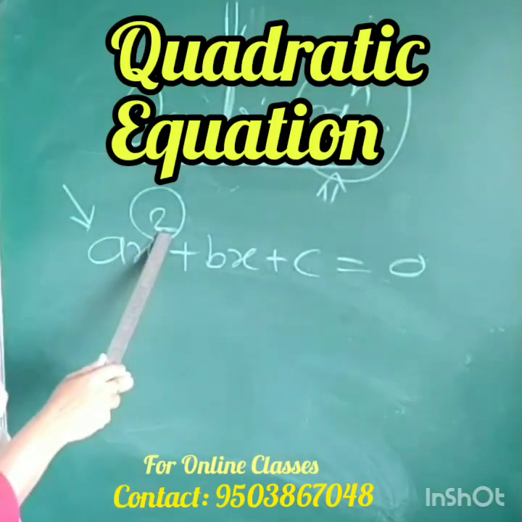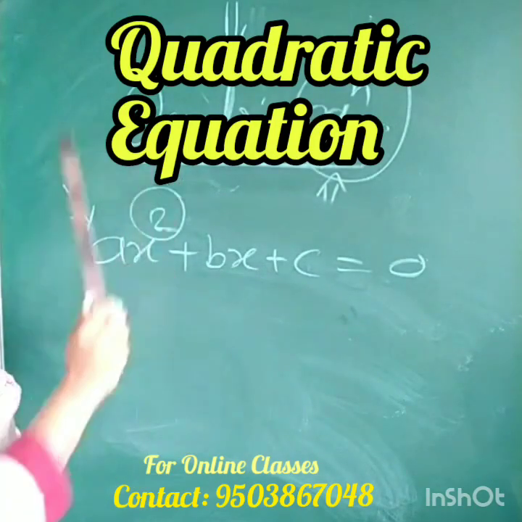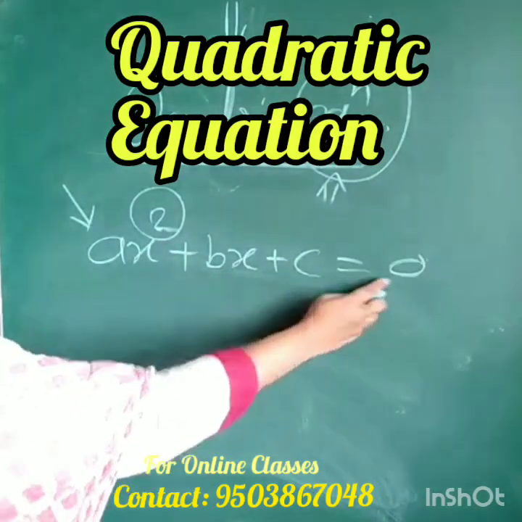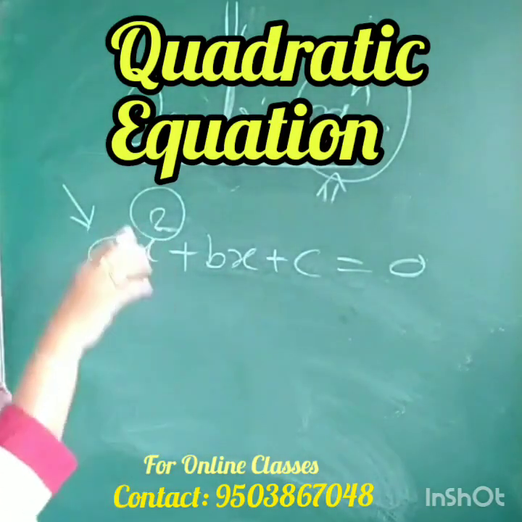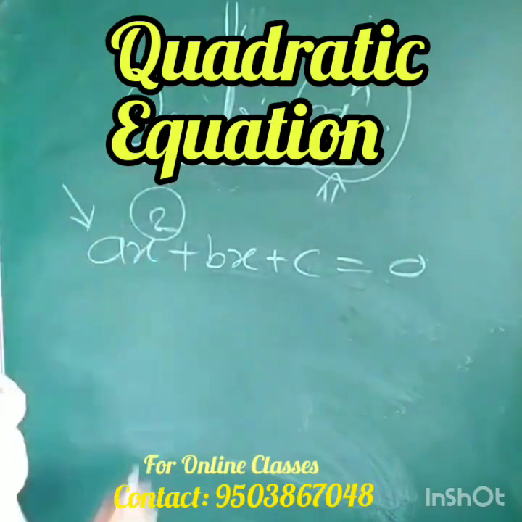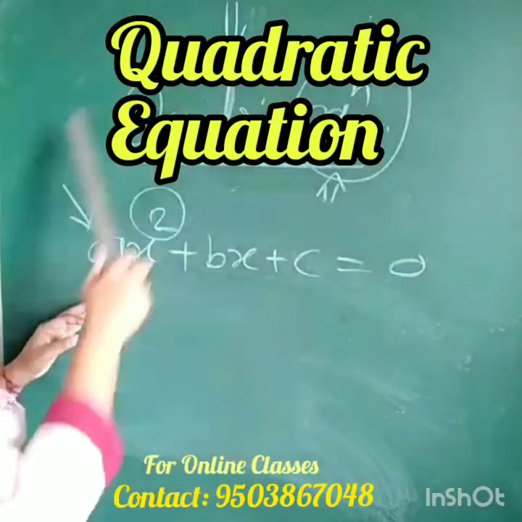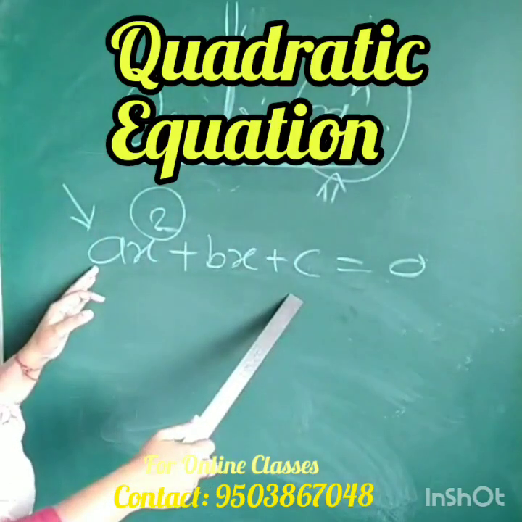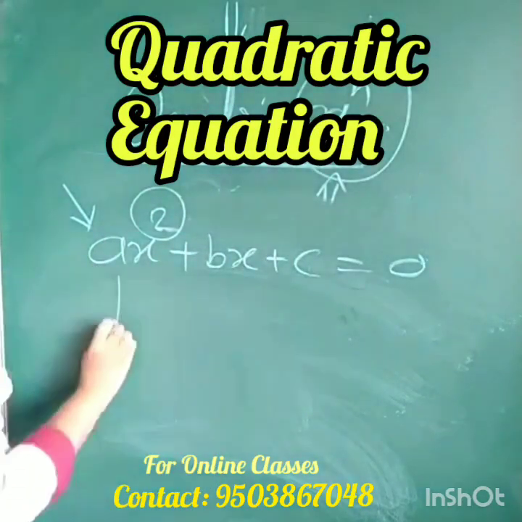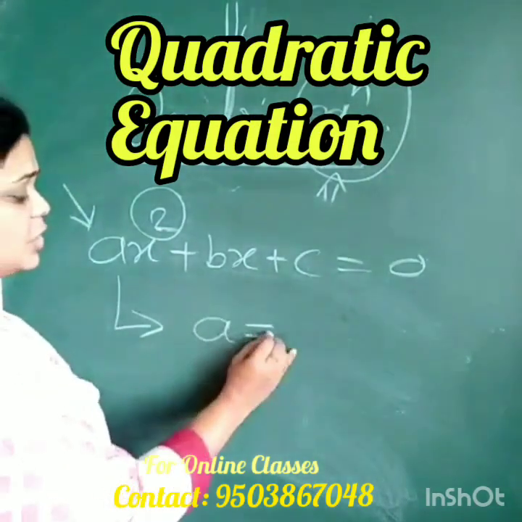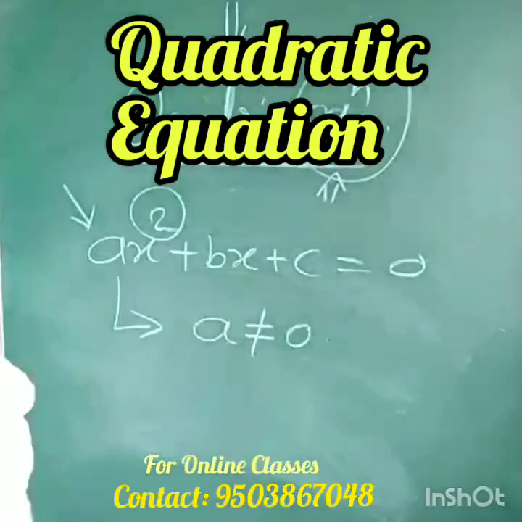What is the highest power? 2. And therefore, it is a quadratic equation. So, ax square plus bx plus c is equal to 0 is a standard form of a quadratic equation. ये क्या है? ये standard form है quadratic equation का. You will come to know there is one condition, that is a should not be equal to 0.